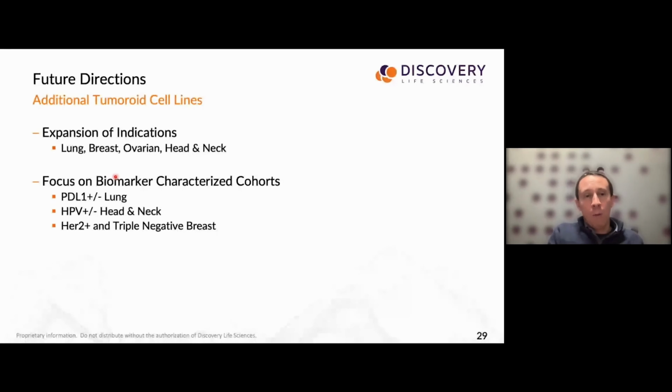So now we've got all of our models built, we've got assays built. Where are we heading in the future? And really the future is twofold. The first is we've got 2 colorectal lines that we've got very well characterized. That obviously needs to be expanded. And not only within colorectal cancer, where we're expanding those lines, specifically looking at MSI, but also for other indications. Lung cancer, breast cancer, ovarian, and head and neck are ones that are high on our list to test next.